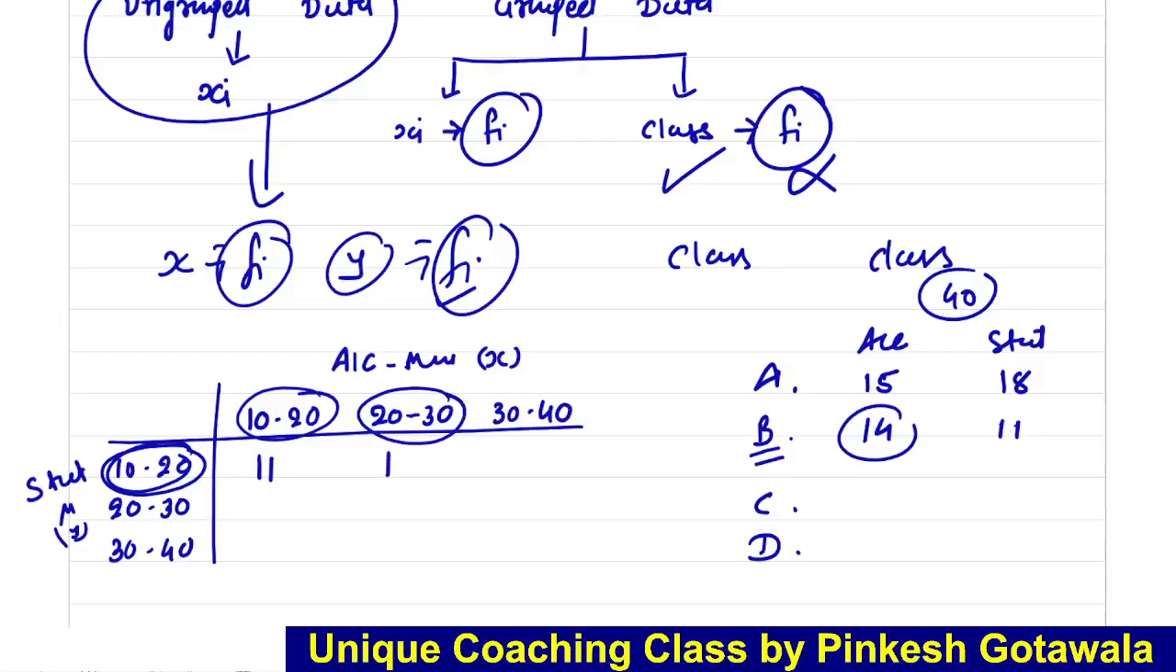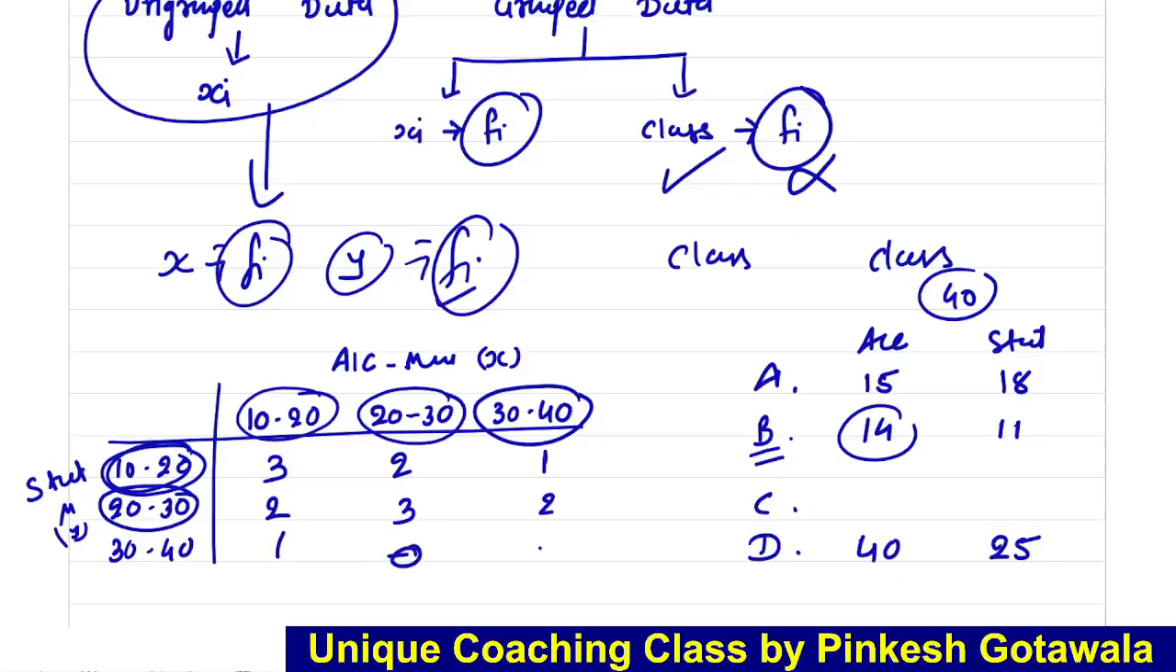Suppose there is a student D, he gets 40 in account and 25 in state. So account 40 and state 25, it will come here. So this way we have to prepare this frequency. Then if we total them, here we get 3, here 2, here 2, whatever number we get. Like that 3, 2, 1, suppose 0, there may also be no number.